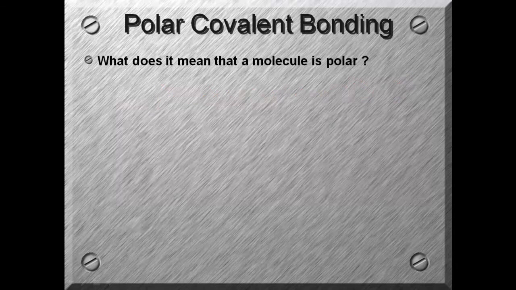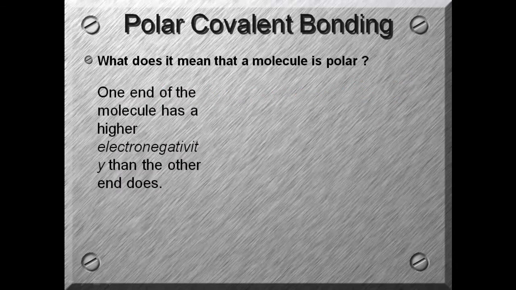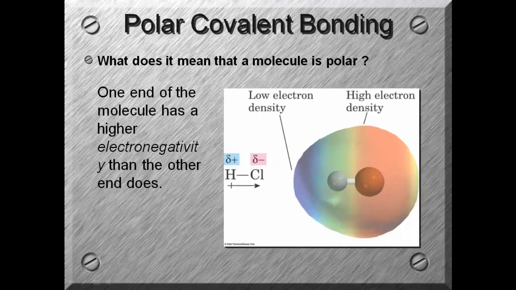So what does it mean that a molecule is polar? One end of the molecule has a higher electronegativity than the other end. So here, for example, with hydrogen and chlorine, which is hydrochloric acid, you're going to notice that hydrogen has a 2.1 electronegativity and chlorine has a 3.0. So chlorine will pull the electrons to its side more. So over here, it's a very high electron dense side. And this side will be positive because the electron will not be over at that side of the molecule as often.